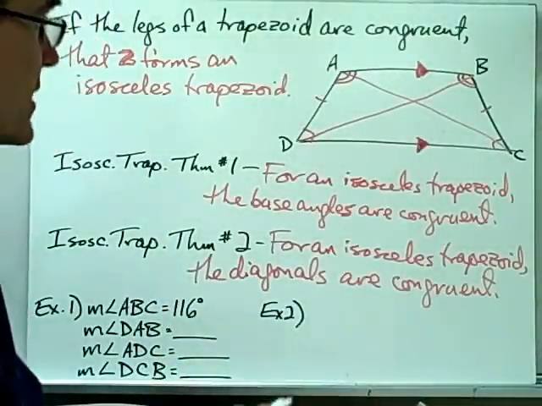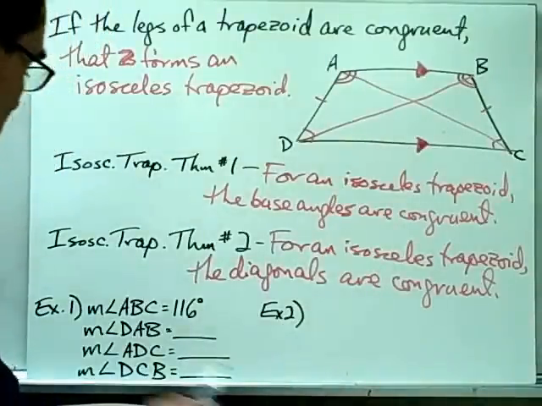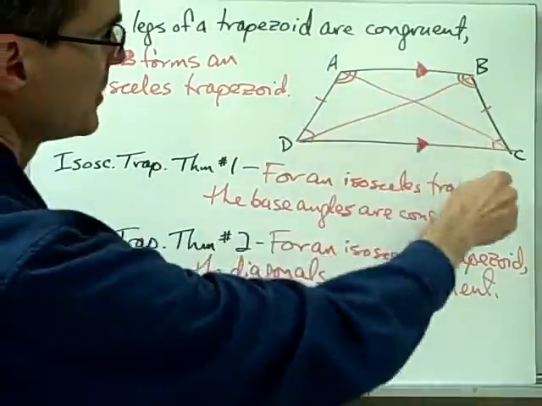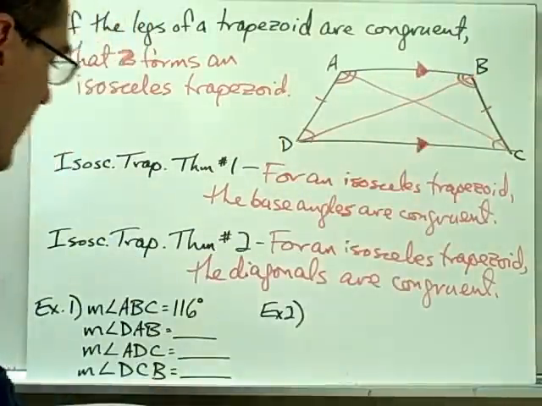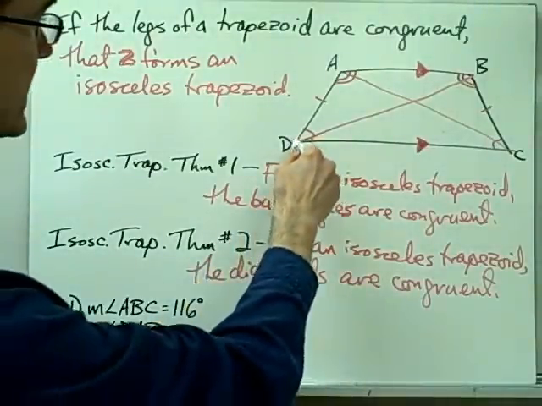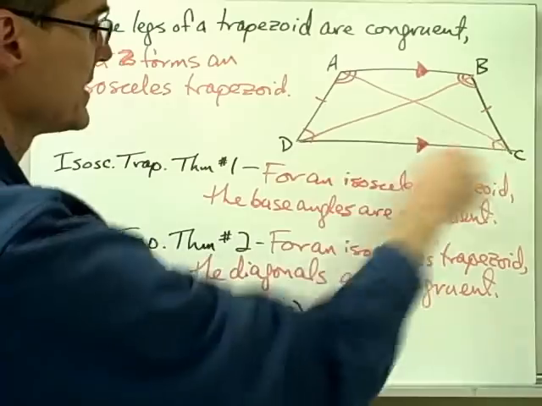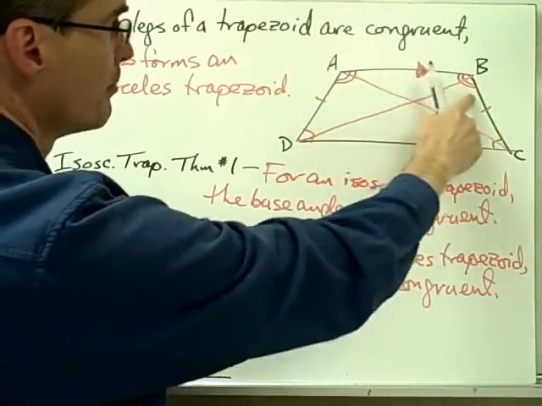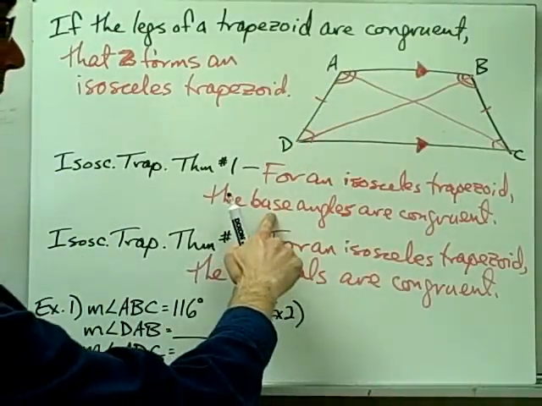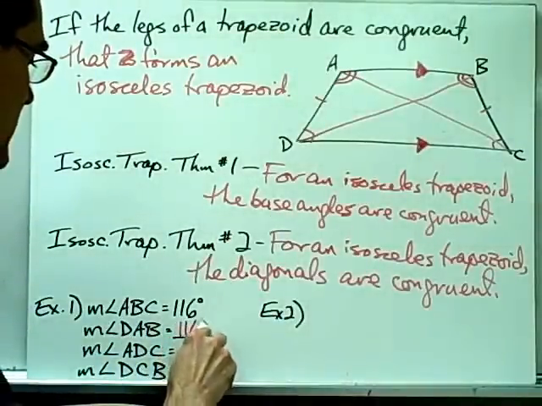Examples number 1 and 2, it says, use isosceles trapezoid ABCD to answer these questions. So for example number 1, if the measure of angle ABC, so that's this angle here, is 116 degrees, what would be the measure of angle DAB? So that's this angle here. Well, since angle ABC and DAB are base angles of this isosceles trapezoid, and since for an isosceles trapezoid the base angles are congruent, angle DAB must also be 116 degrees.